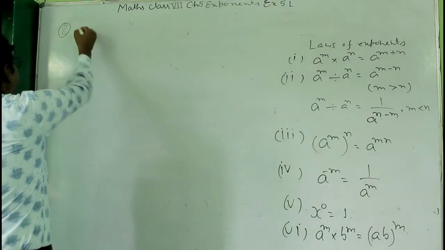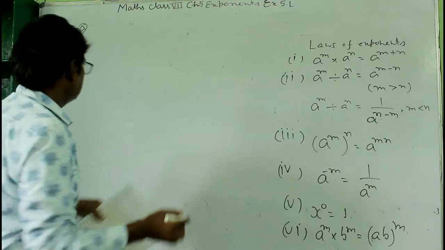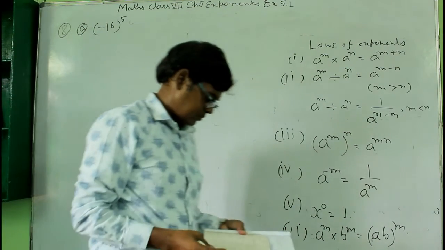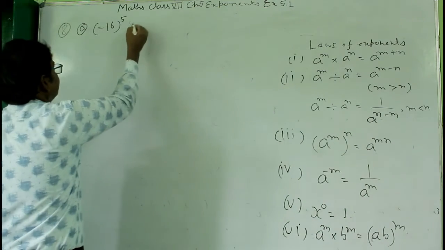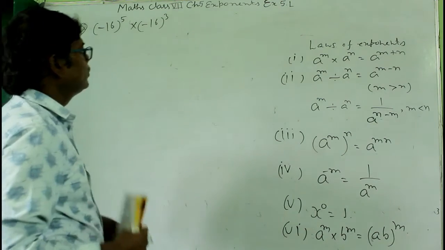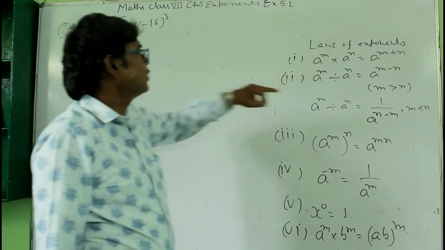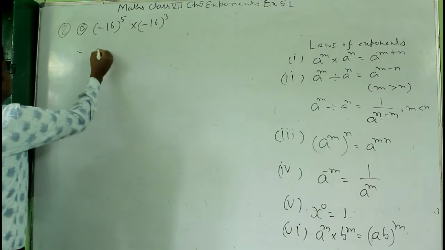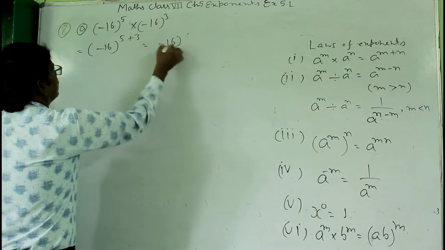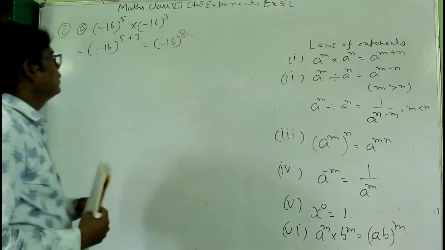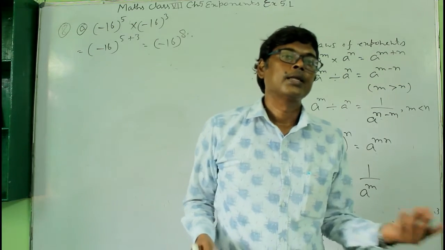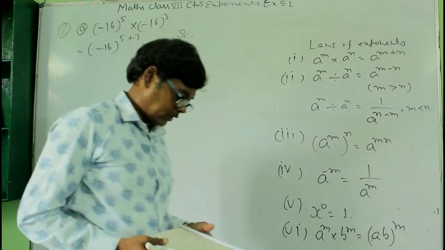Question number 1, part A: minus 16 to the power 5 into minus 16 to the power 3. So here you will use the first formula. Minus 16 to the power 5 plus 3 equals minus 16 to the power 8. We have to write only up to this because we don't have to simplify it, that is, we don't have to find the value of this. We have to write in the exponential form only. So that is the exponential form.